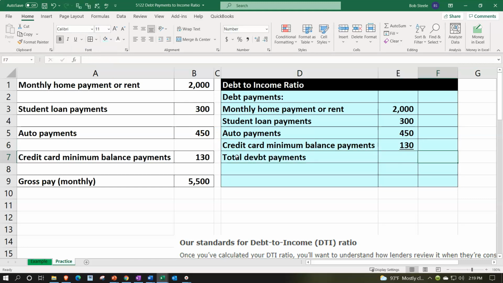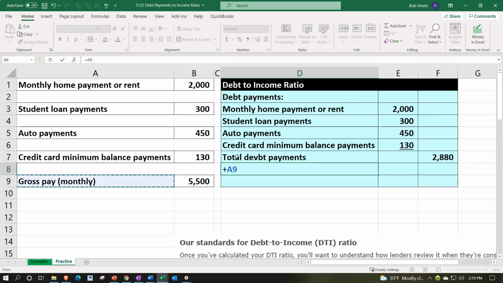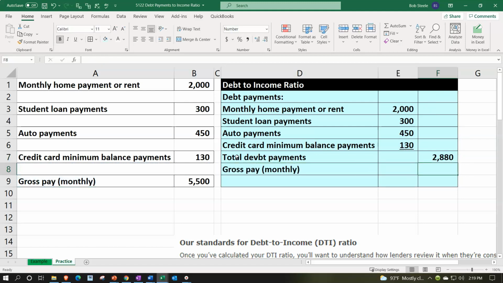Put that in the outer column using the trusty sum function: equals SUM, left arrow, up arrow, holding down shift, up, up, up. So we got 2,880, comparing that to our income, which is gross, which we would get from the paycheck stub.